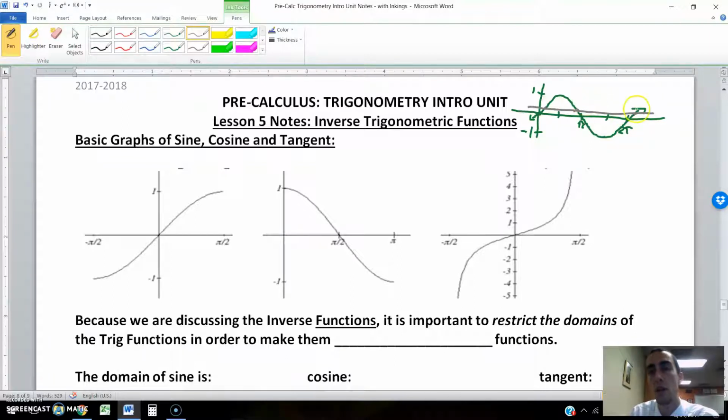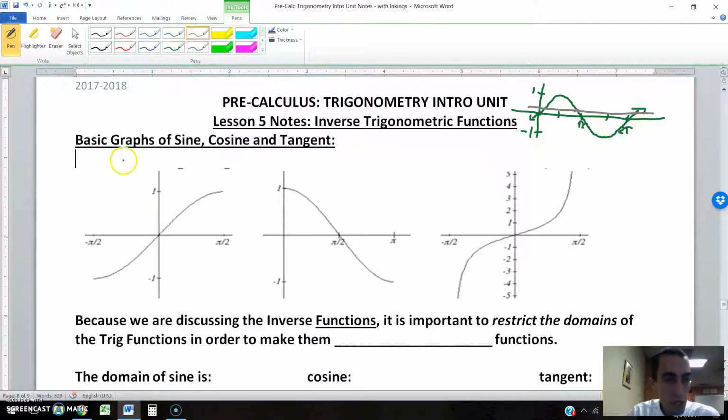Now, why is the horizontal line test important? Well, it's important because the horizontal line test tells us whether a function is one-to-one. Whether a function is one-to-one is important because that tells us whether the function can have an inverse. If it's not one-to-one, it doesn't have an inverse. So the regular sine, cosine, and tangent graphs show us that regular sine doesn't have an inverse, and neither does regular cosine, and neither does regular tangent. So if we want these functions to have inverses, we need to change something about the graphs in order to make them so that they're one-to-one.